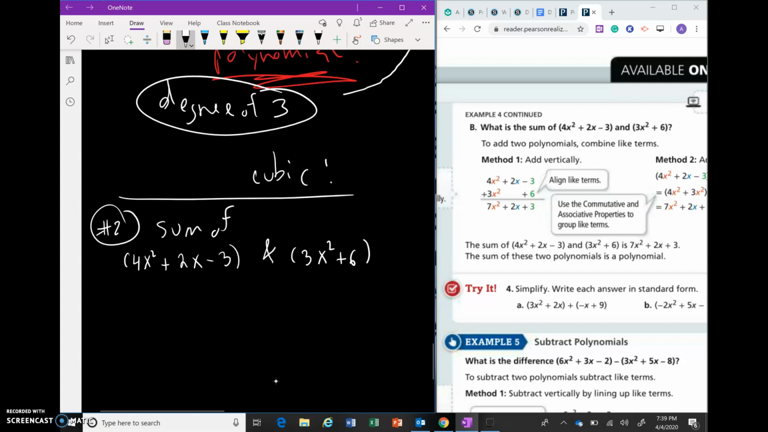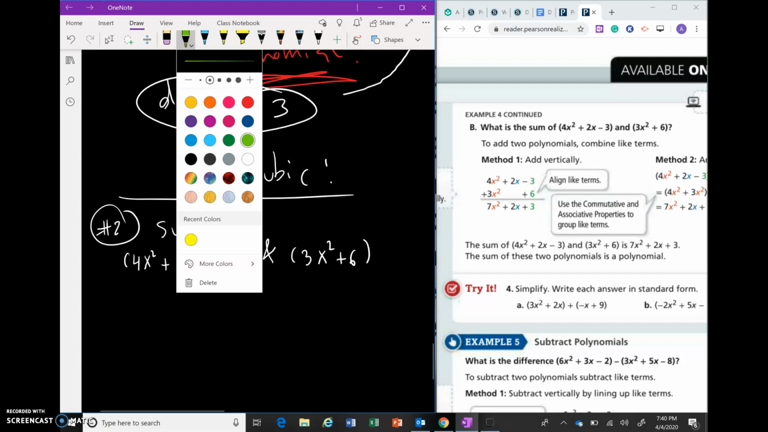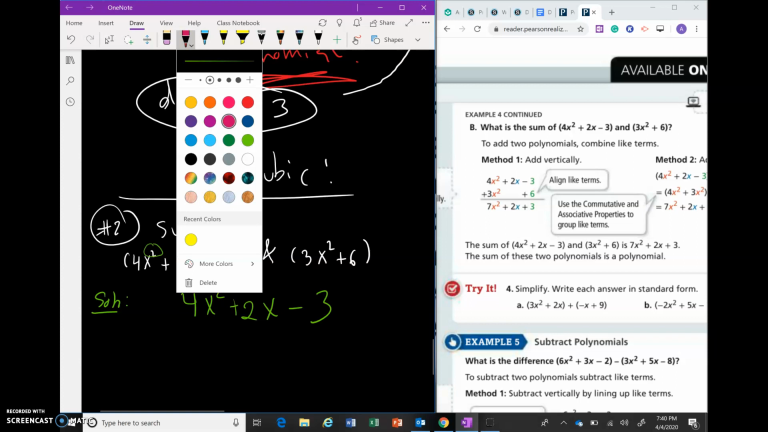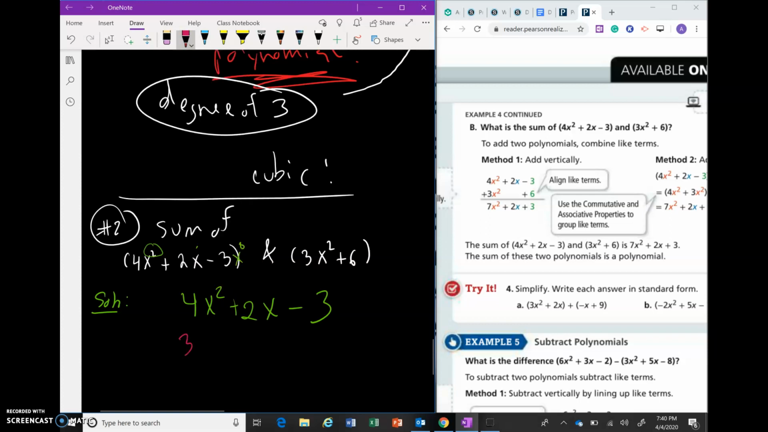You have to line them up and do it from highest degree to lowest degree. So in the solution, this one's already power 2, power 1, and then power of 0 technically. So you just put that on there, 4x squared plus 2x minus 3. And then with this one, you want to line up the 3x squared with the 4x squared, and the 6 with the constant. So then this is what we have.